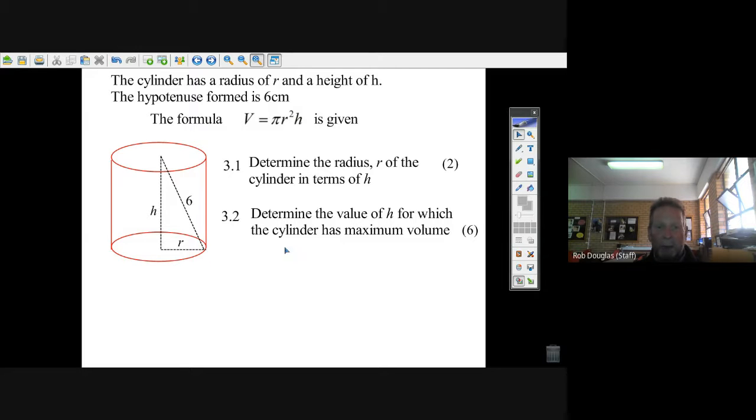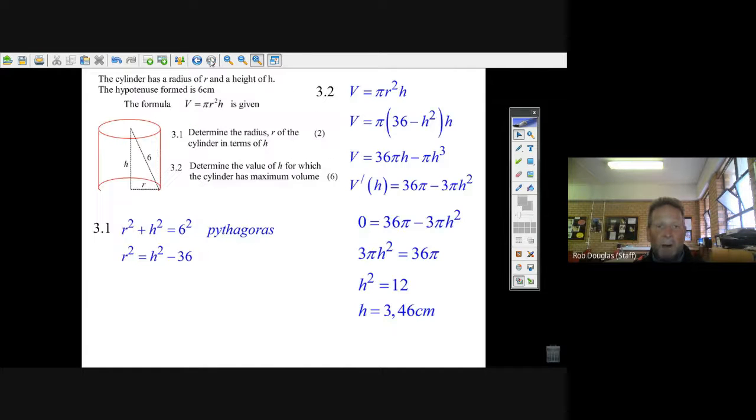Well, the first question is determine the radius r of the cylinder in terms of h. So r equals, or r squared equals. Well, let's just try that. You look at that right angled triangle that's perpendicular and you should be thinking, well, it's either trigonometry or it's the Pythagorean theorem. Well, r squared plus h squared equals 6 squared by Pythagoras. And that's your first idea.